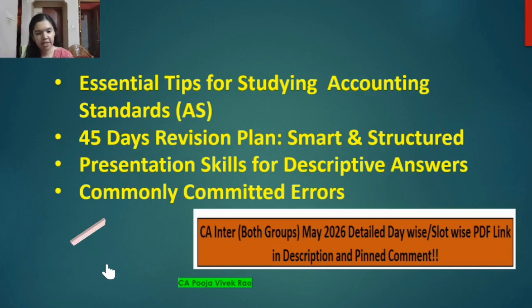If you implement these strategies consistently, scoring 70 plus is absolutely achievable.